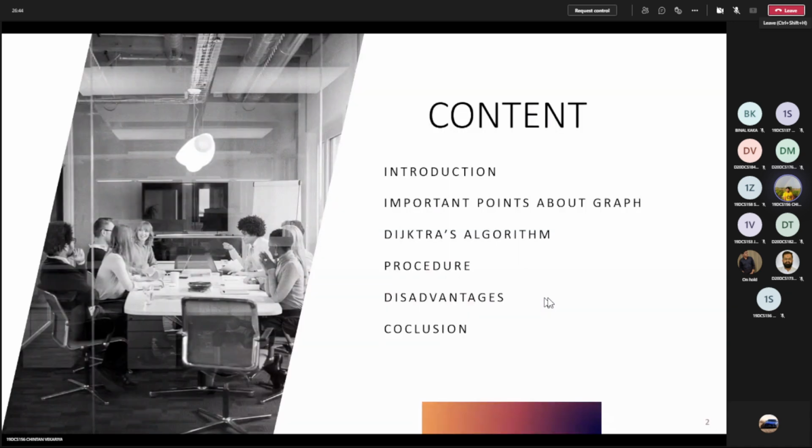So this is the basic contents of the PPT that I have prepared. It contains the basic introduction, important points about the graph, Dijkstra's algorithm for finding the shortest path, the procedures, and the disadvantages. I will be covering this today.